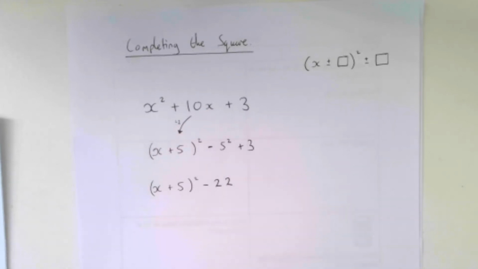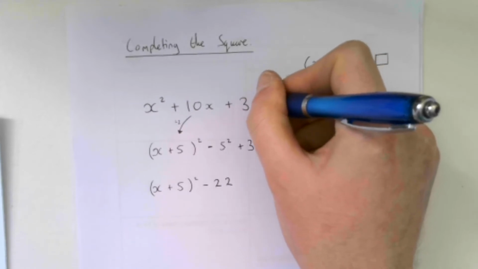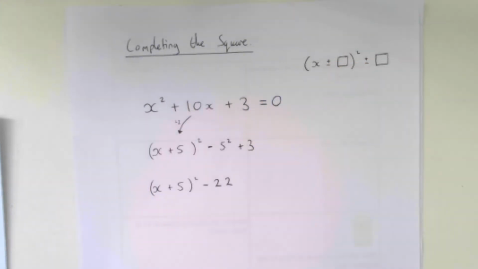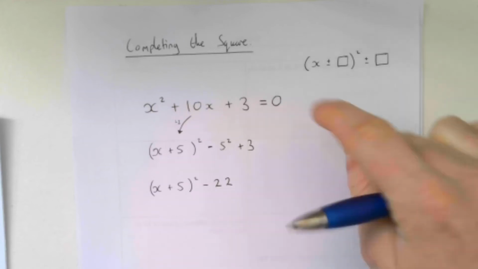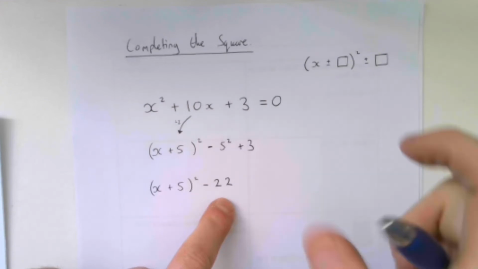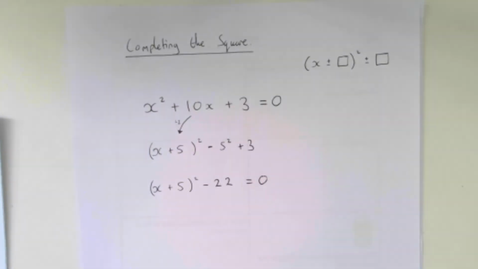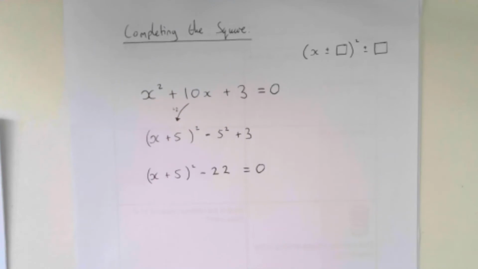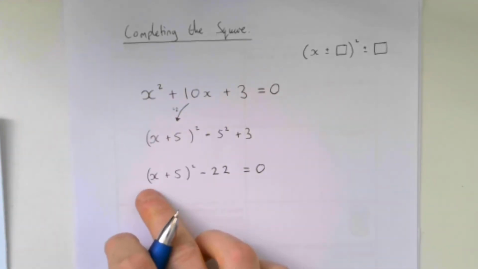Sometimes you're asked to solve using completing the square, and that's where it usually will have equals 0 on the end. In that case, you would need to go through and do exactly what we've just done, ignoring that it's equals 0, and complete the square. And then when you get to the end, we know that this has to be equal to 0, because that's what we started off with. We need to then go through and solve this equation to find out what x is.